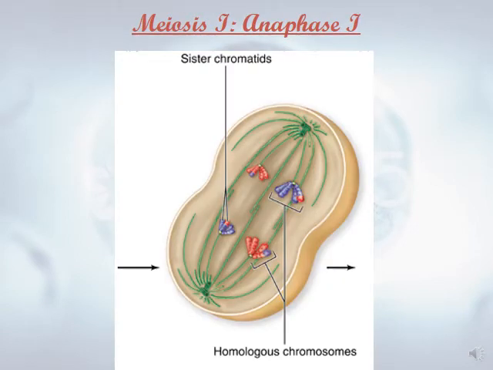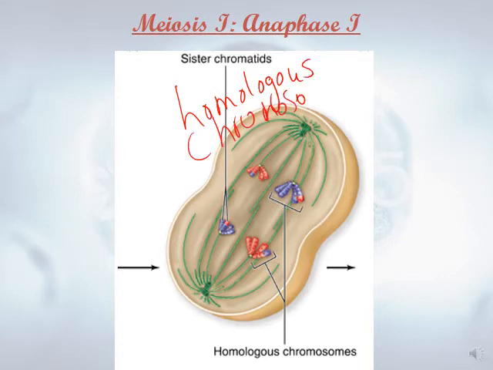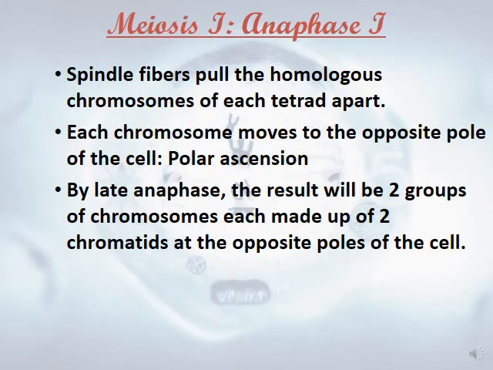Let's move now to anaphase 1. In anaphase 1, the spindle fibers will not pull the sister chromatids; they will pull the homologous chromosomes of each tetrad. Each chromosome will move to the opposite pole of the cell, forming what's known as polar ascension, and here is the site of the crossing over. In late anaphase, we will have 2 groups, each chromosome made up of 2 chromatids, moving to the opposite poles of the cell.